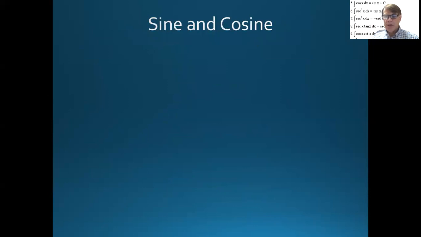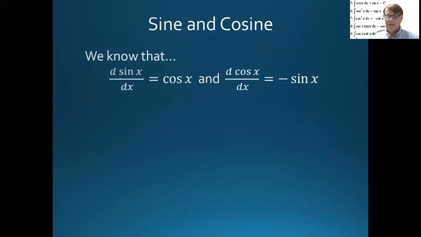What about sine and cosine? Well, the derivative of the sine of x is the cosine of x. The derivative of the cosine of x is negative sine of x. Okay, so with derivatives, these reverse. So that makes it pretty easy because the integral is just going to be the opposite. But we have to pay attention to the sign.